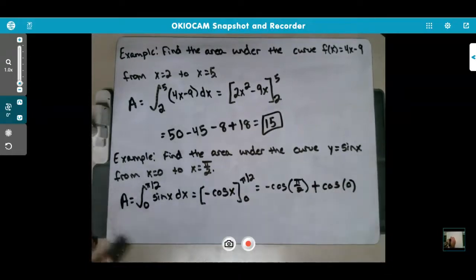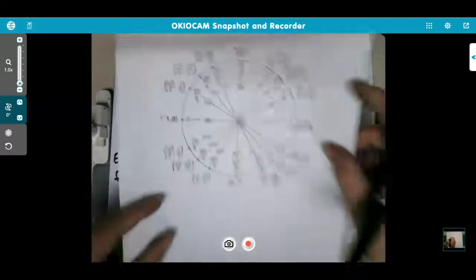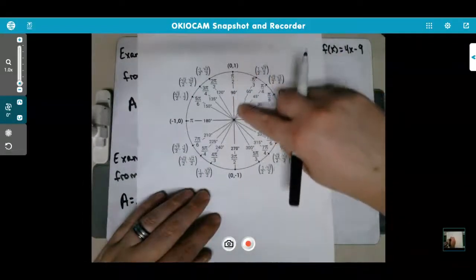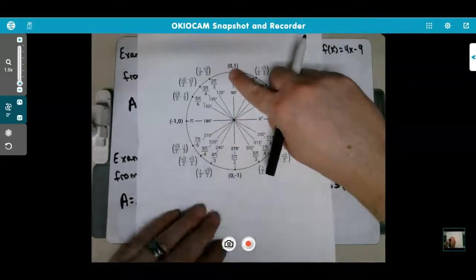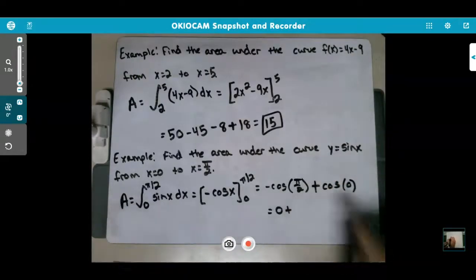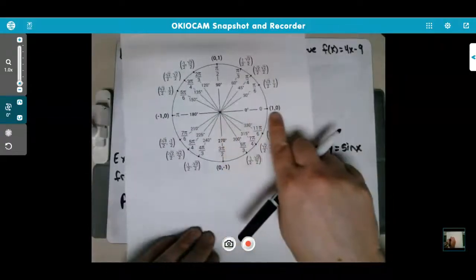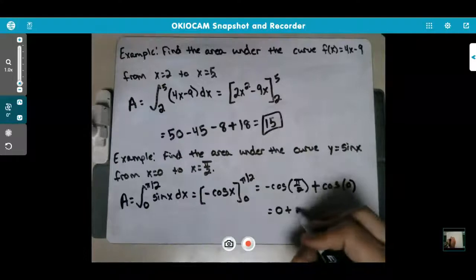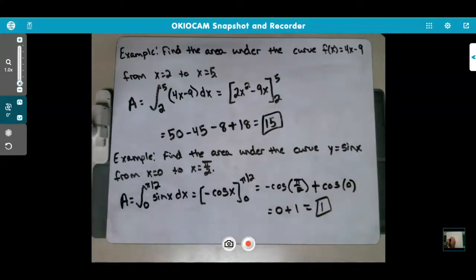0. So now I just have to know what cosine of pi over 2 and what cosine of 0 are. So if we break out our unit circle, of which I am trying to find on my desk right now, I normally have it just laying out, and for some reason it is not. But if you look at the unit circle, what we will find, cosine of pi over 2 is right here. Cosine is equal to 0, so that's going to be 0, plus cosine of 0, which is right here, is equal to 1. 0 plus 1 is 1.